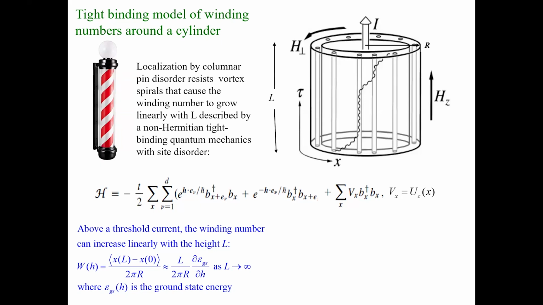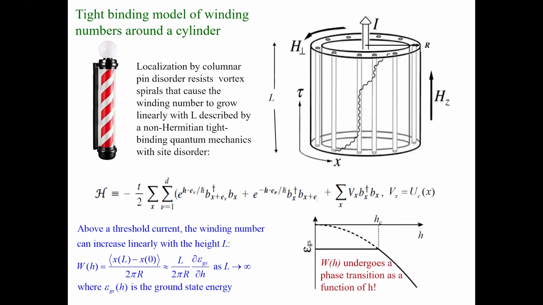At first, nothing happens, but eventually, what Naomichi Tano and I found is that this winding number, W of h, undergoes a phase transition as a function of the strength. It refuses to wind like a barber pole for small h. There's a critical value of h, depends on the disorder, beyond which it breaks free. And it goes from being a localized state to an extended state that goes around and around. So there's actually a phase transition in this 1D problem.